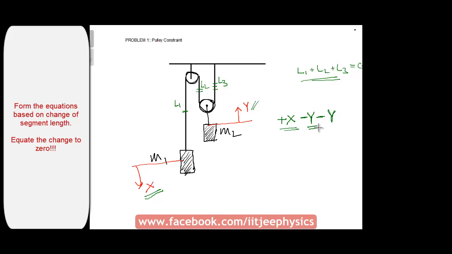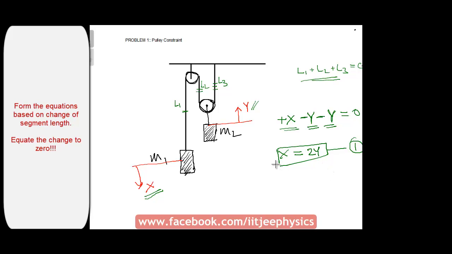And now what is this? These are all the changes in length. Now we know that since the string is tight and inextensible, the total change in length must be equal to 0. On solving this, we see that x is equal to 2y. This means that the relationship between the motion of these two blocks is given by this equation number 1.